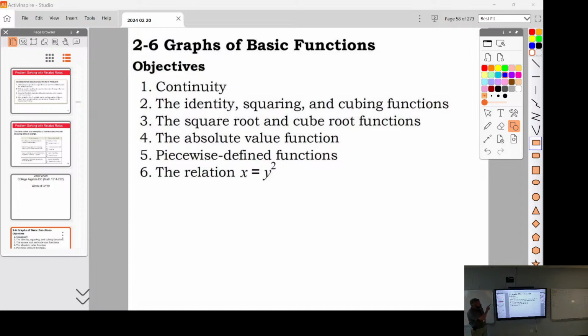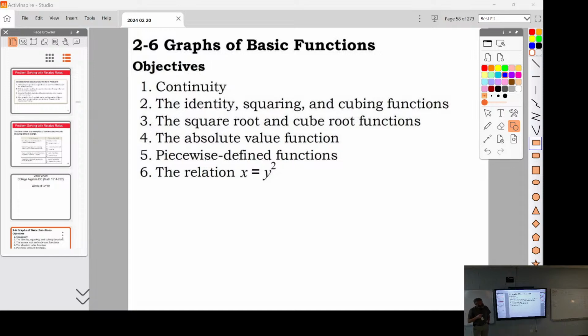Continuity. Anybody know what continuity means? Think about the word continuous. What does continuous mean? Forever. So a graph that is continuous, I could draw the graph from beginning to end without picking my pencil up. That's continuous. If I have to pick my pencil up, that's a discontinuity. Got a hole in it. Maybe it jumps.